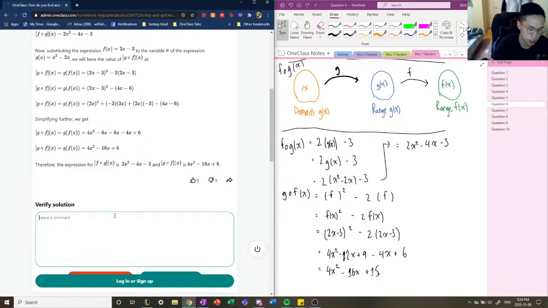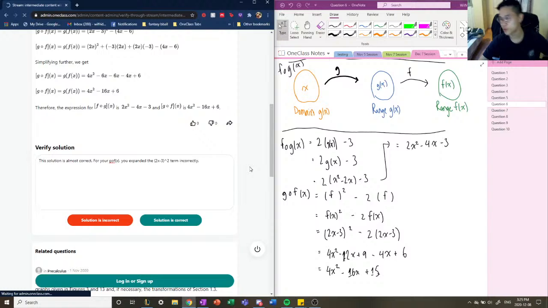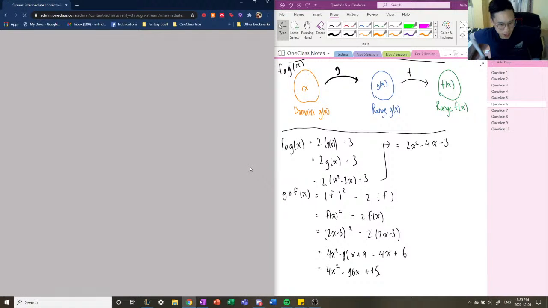So the solution is almost correct for your g of f of x. You expanded the (2x minus 3) squared term incorrectly, and I almost expanded it incorrectly. That's why you always double check your work, guys. All right.